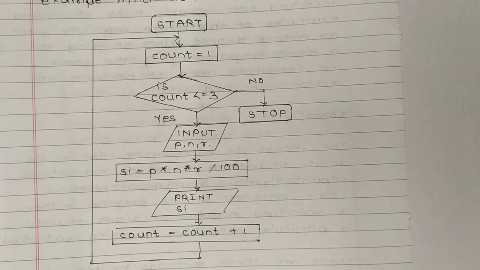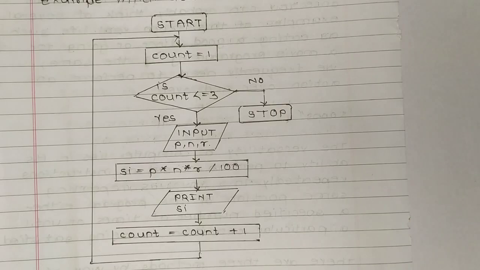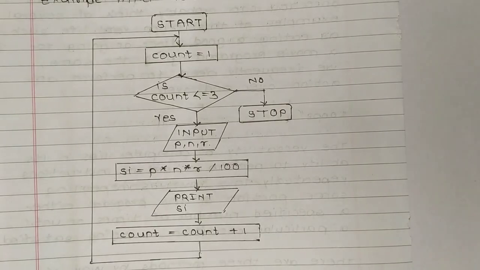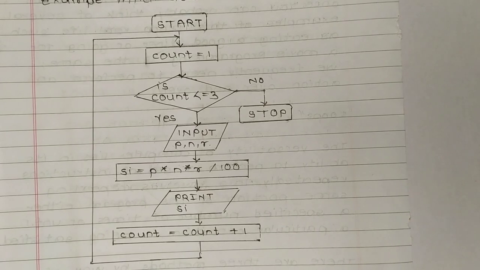In the first block there is a start. So here we are starting. Now the arrow is pointing towards count is equal to 1. So initially count is 1. Then it is pointing towards is count less than or equal to 3. If yes, then input P, N, R, which is for simple interest, and if no, then stop.